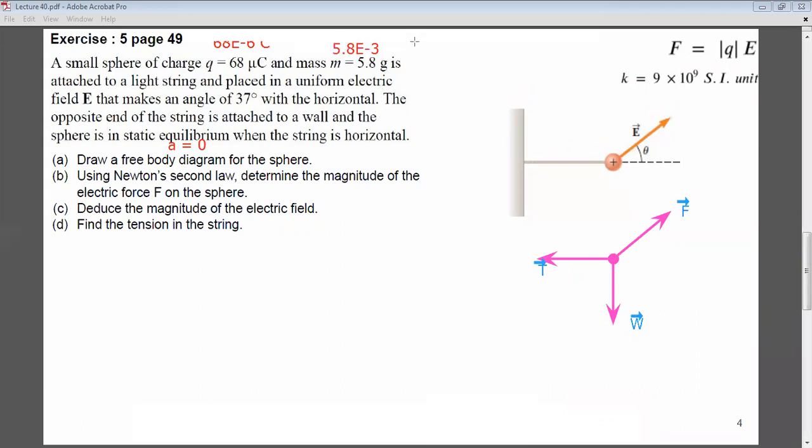Then I draw my x-axis and y-axis. So if the object will move like this, this is the x-axis and this is the y-axis.